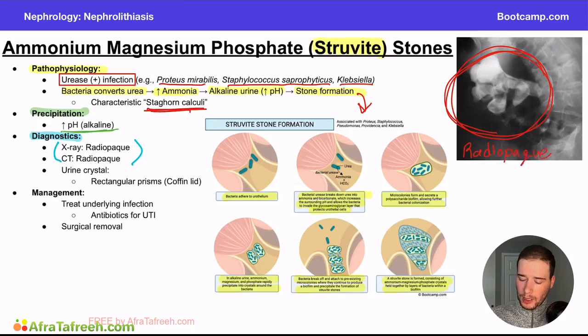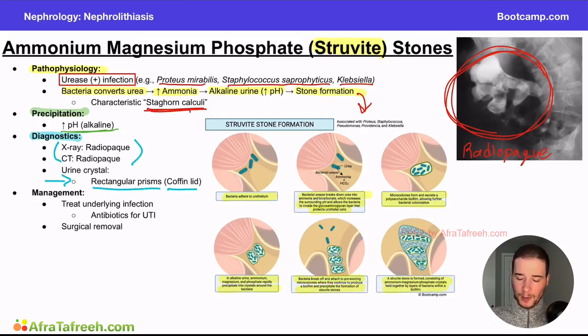Notably, it's also important to keep track of what the crystals look like on a urinalysis, and here they have a rectangular prism, sometimes also called a coffin lid appearance. The reason this is so important is because each individual stone has a very unique or characteristic shape, and by knowing what shape is associated with each particular stone, this helps you with your differential diagnosis.